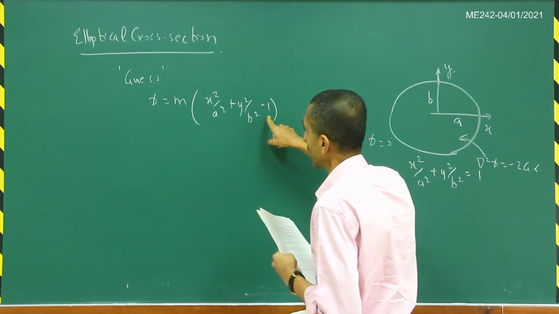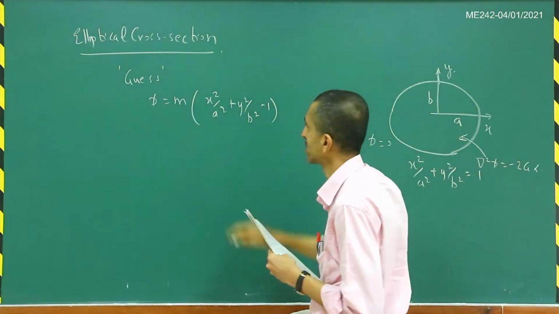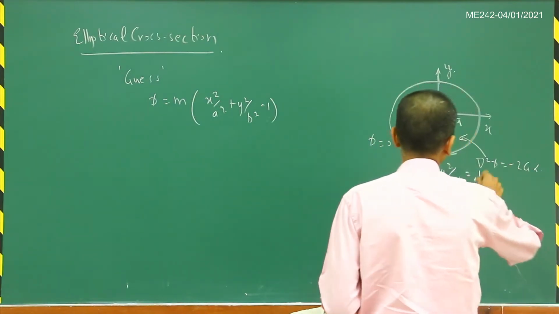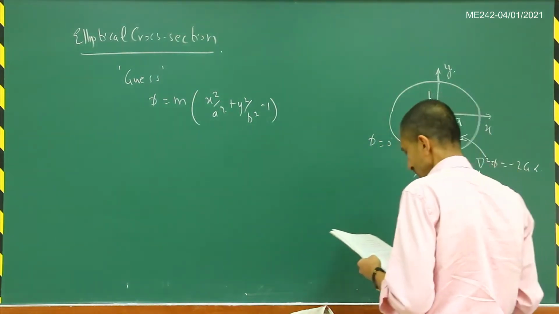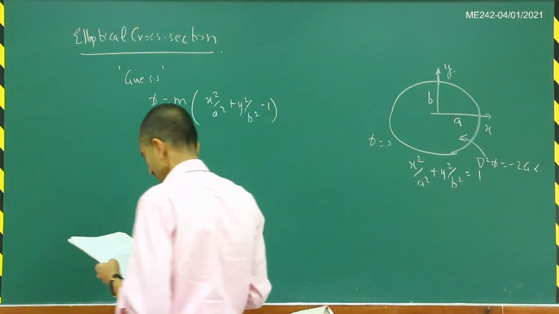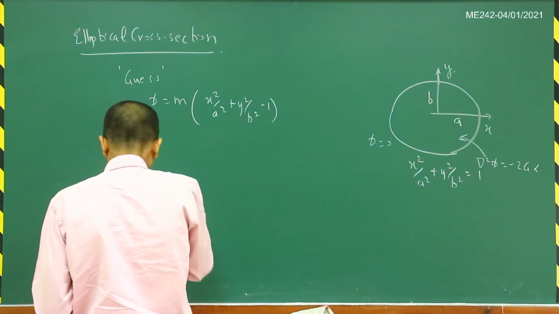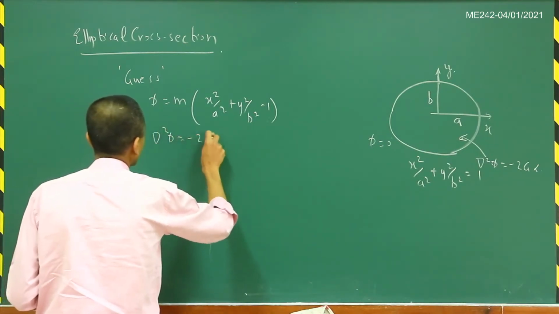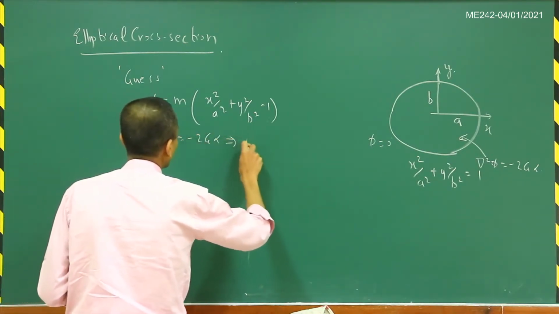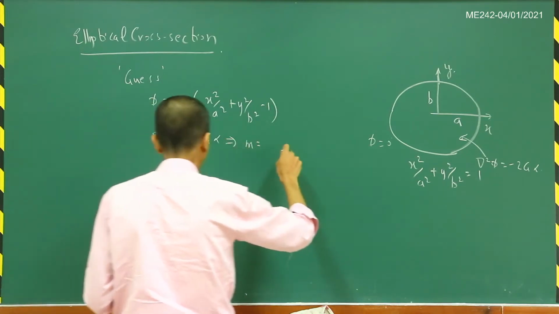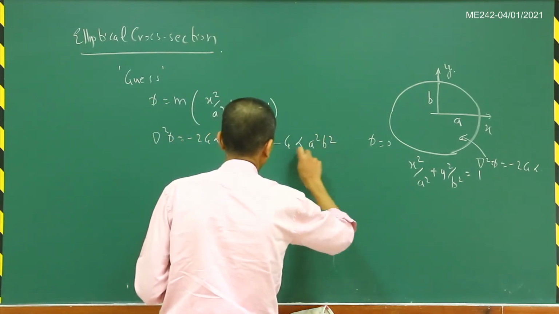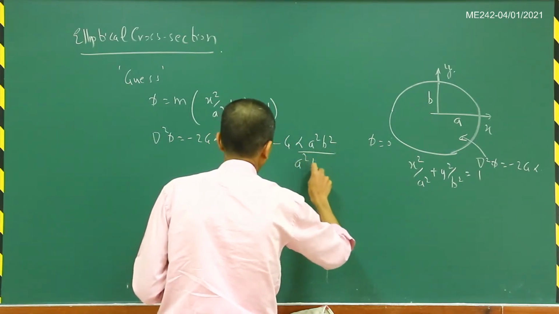vanish on the boundary. This m is a constant that is to be determined by using the governing differential equation. If you substitute this into the governing differential equation, del square phi equal to minus 2g alpha leads us to m equal to minus g alpha times a square b square divided by a square plus b square.